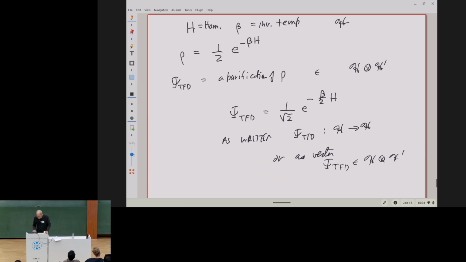So, as I said, if we have a thermal density matrix, and I take its square root as an operator, the operator rho is 1 over Z times e to the minus beta H. Its square root as a positive operator is 1 over the square root of Z times e to the minus beta over 2 H. But we can regard that as a vector in H tensor H prime.